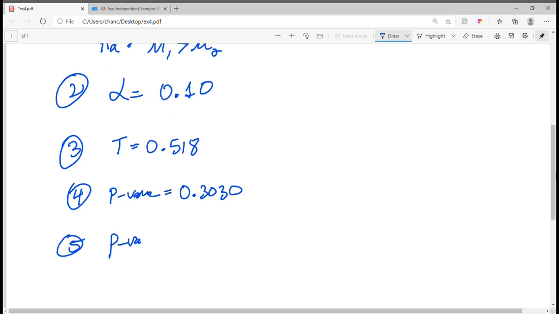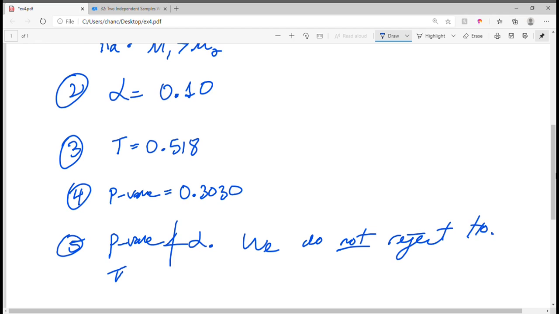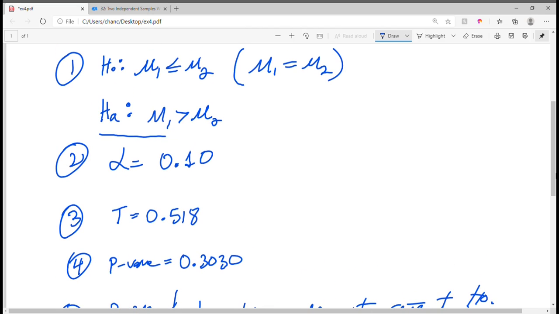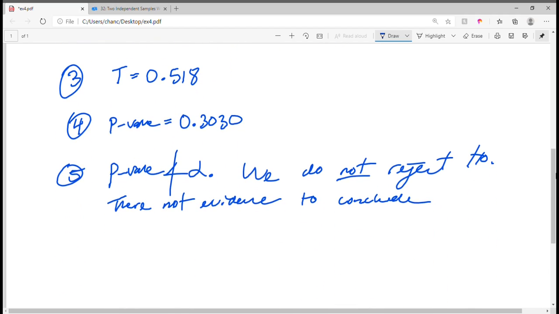In step 5, let's finish our conclusion. We ask, is the p-value less than alpha? Our alpha was 0.10, and our p-value is 0.3030. Our p-value is not less than alpha. We do not reject the null hypothesis. There is not enough evidence to conclude, and our conclusion is always in terms of HA. HA states that the mean of the first group is greater than the mean of the second group. We do not reject the null hypothesis.